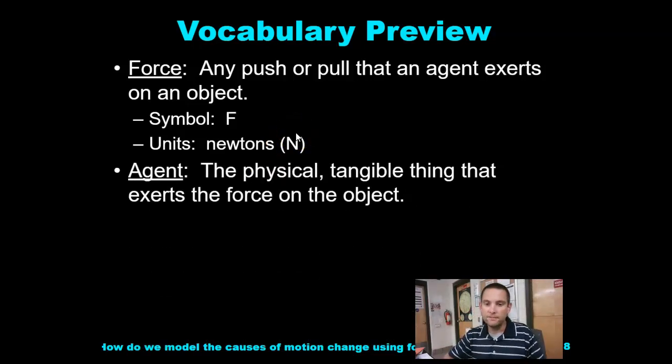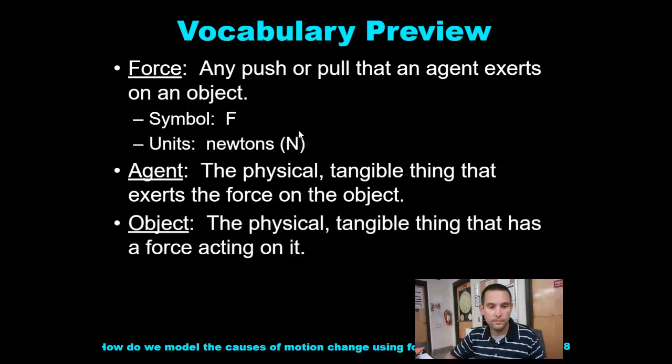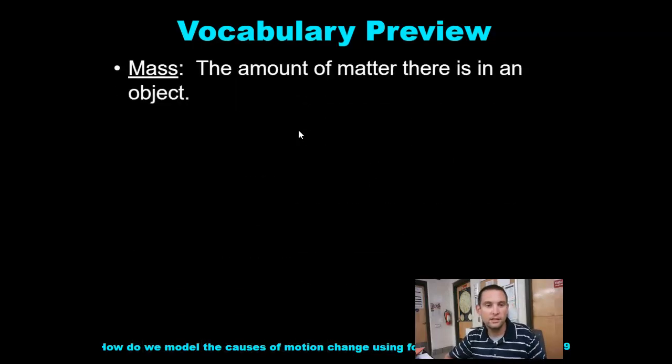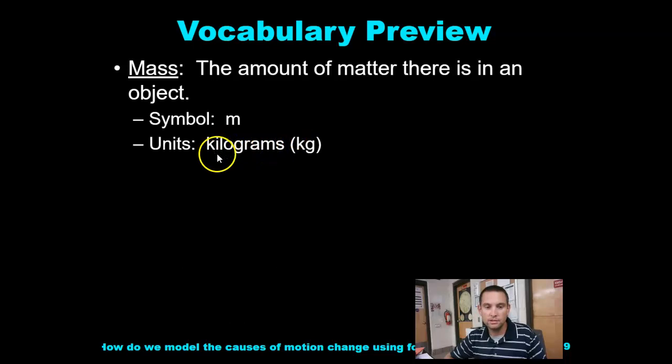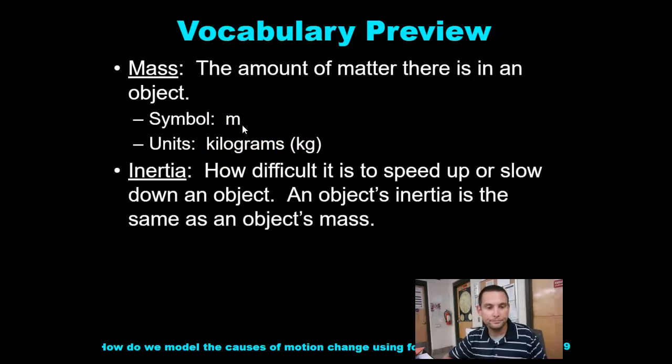An agent is the physical, tangible thing that exerts the force on an object. An object is the physical, tangible thing that has a force acting on it. And a mass is the amount of matter there is in an object, measured in kilograms. And the symbol for mass, we use lowercase m.